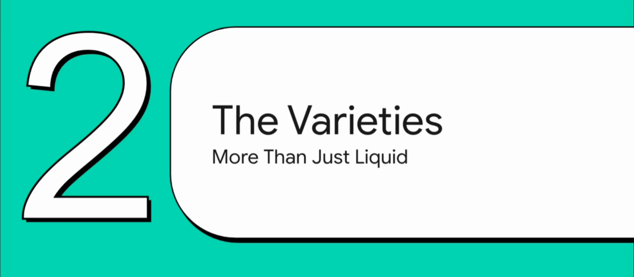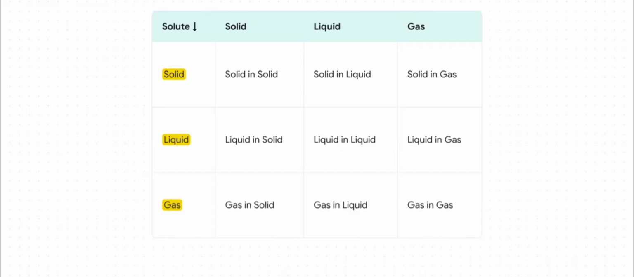When you hear solution, you probably picture a solid dissolving in a liquid. But that is just scratching the surface. It's only one of 9 different possibilities. Let's take a look at the whole picture. So, if you take the 3 states of matter, solid, liquid, and gas, and mix and match them as both the solute and the solvent, you end up with 9 totally distinct types of solutions.